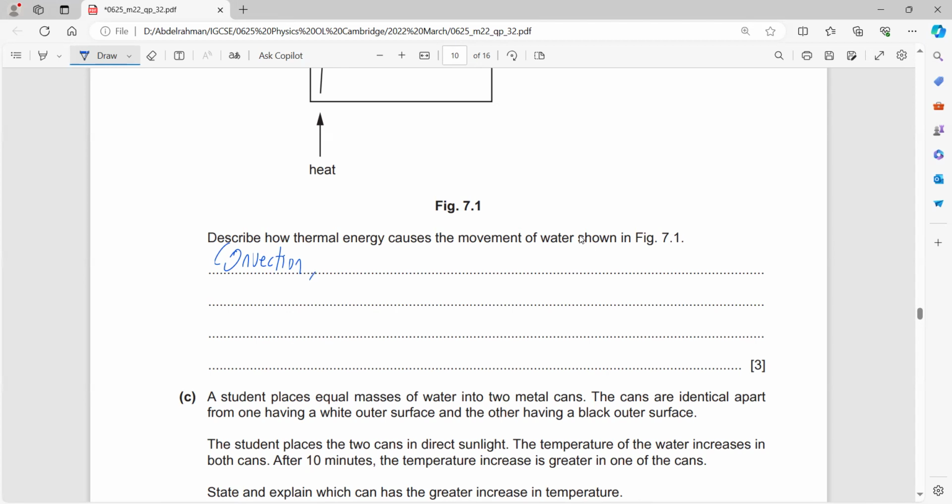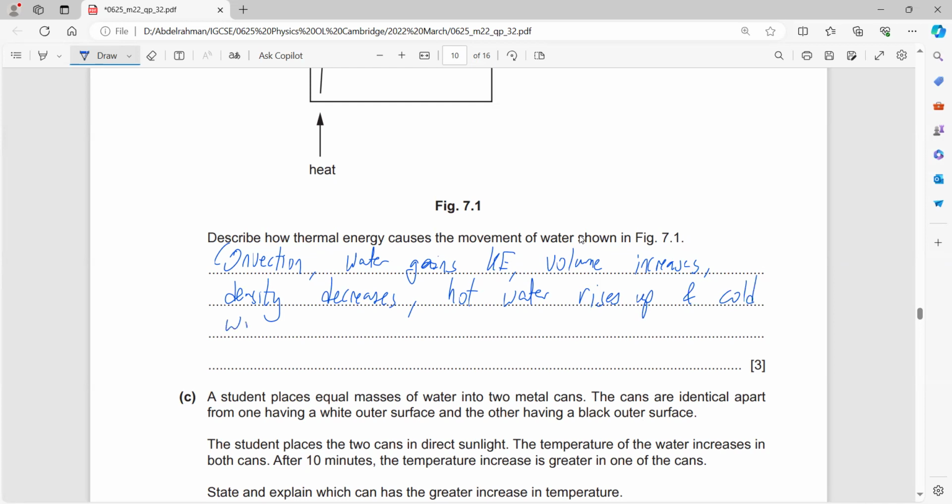What happens in convection? Whenever the water gets heated, the water gains kinetic energy. It expands, so the volume increases. As the volume increases, the density decreases. When the density decreases, what happens? The hot water rises up and the cold water falls down.